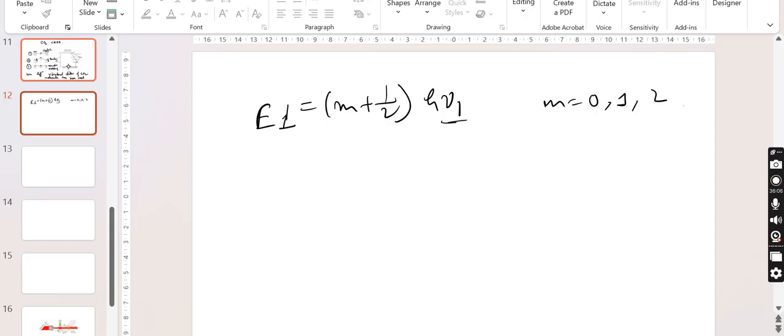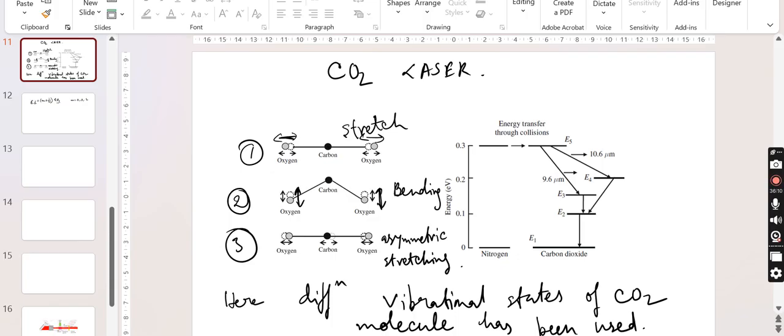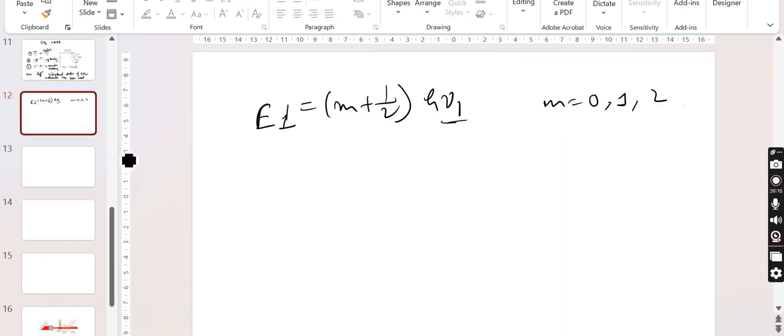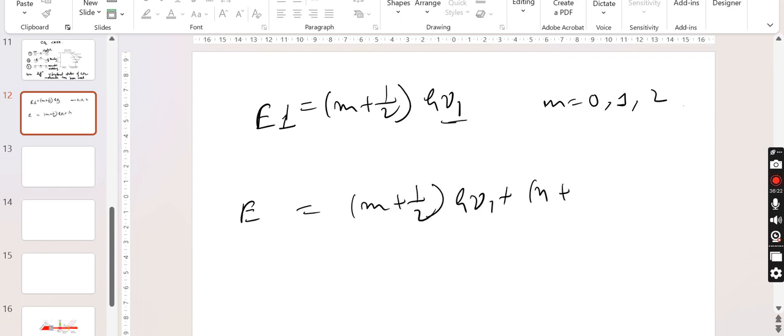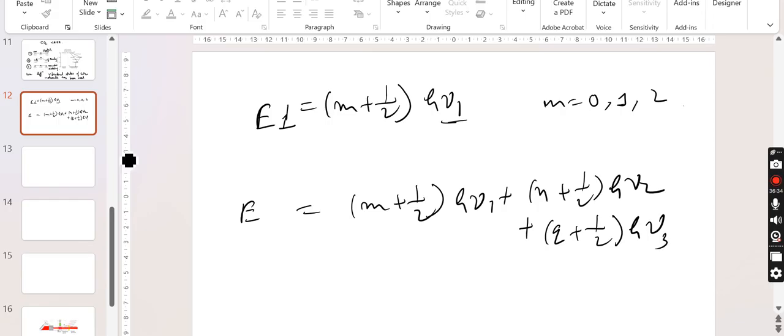And there is a case that carbon dioxide molecule can vibrate in a combination of the three modes, and then the energy will be defined by... so the vibration energy can be described by these three integers m, n, and q. So the quantum number then will change to m, n and q.